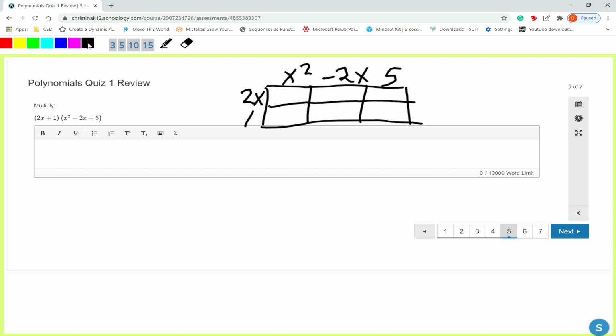plus a positive 5. So 2x times x squared is going to be 2x to the third power. 2x times negative 2x is going to be a negative 4x squared. 2x times 5 is going to be a positive 10x. 1 times x squared is going to be a positive x squared. 1 times negative 2x is going to be a negative 2x. And 1 times 5 is going to be positive 5. Take note, our diagonals are like terms.